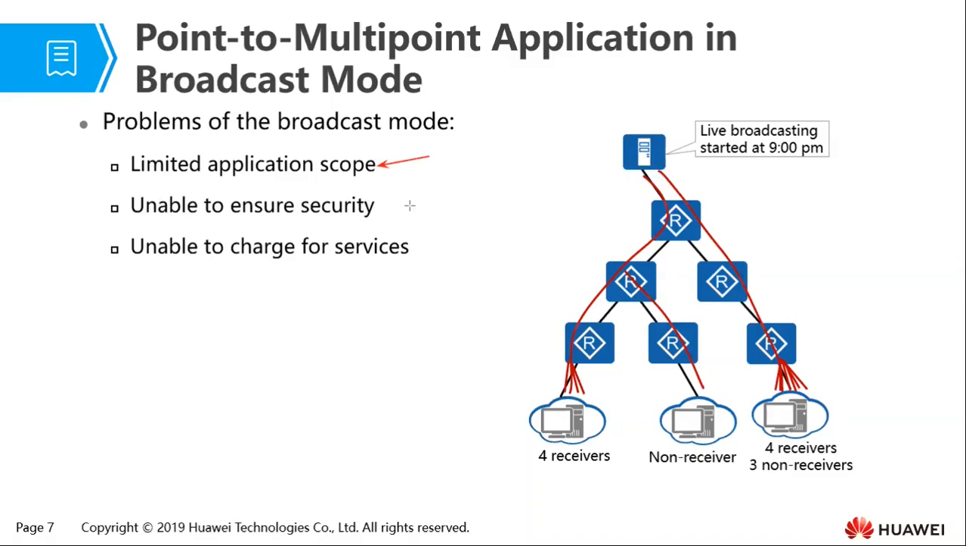The other one is it's also unable to ensure security because even non-receivers receive the packet in the network. And it's also unable to charge for services. So most of these point-to-multipoint applications require users to subscribe for and pay for services. So how do you implement that if non-receivers can also receive that particular packet? That's the problem with implementing point-to-multipoint applications in broadcast mode. Those are some of the challenges that it will face.